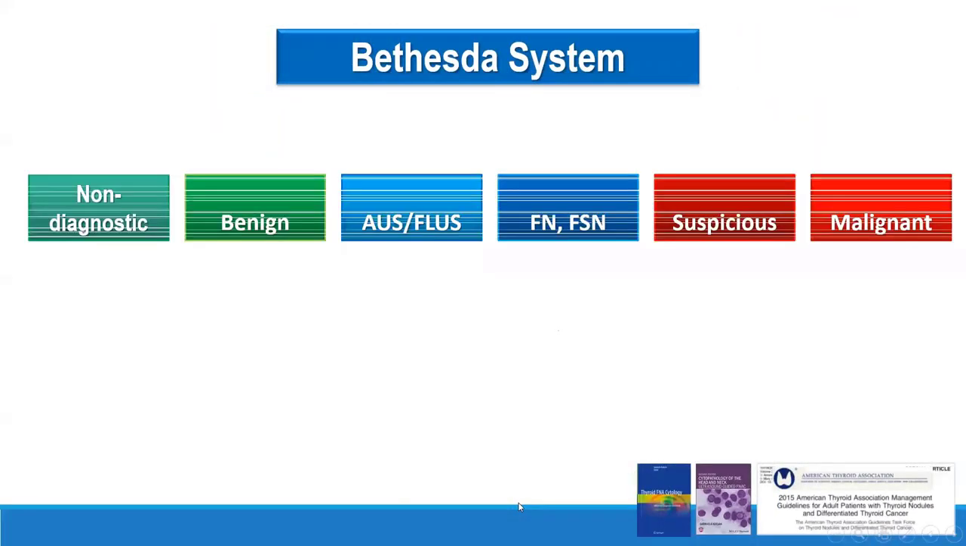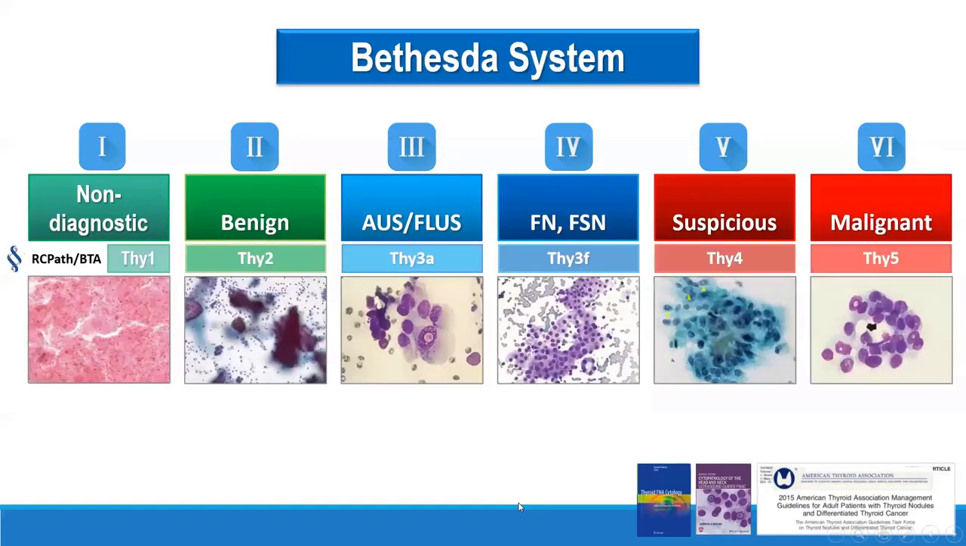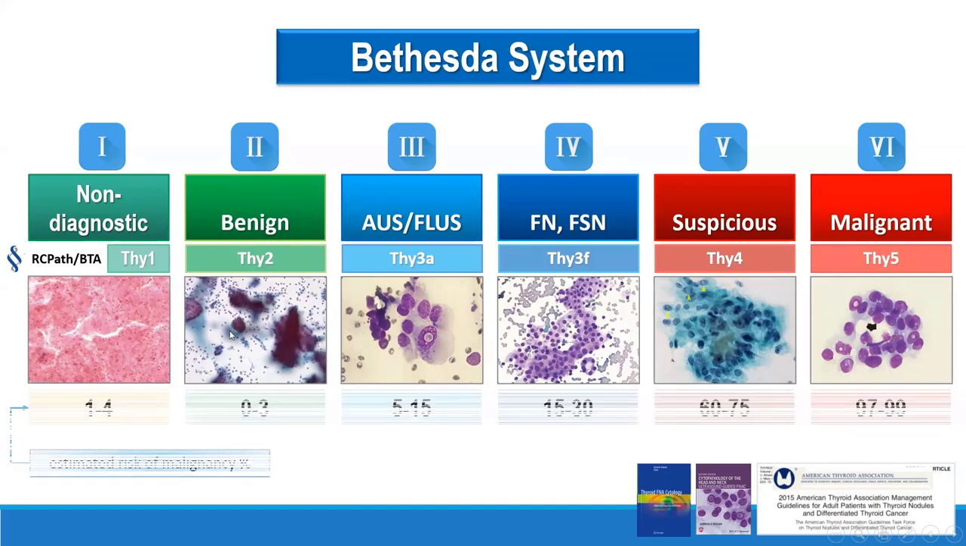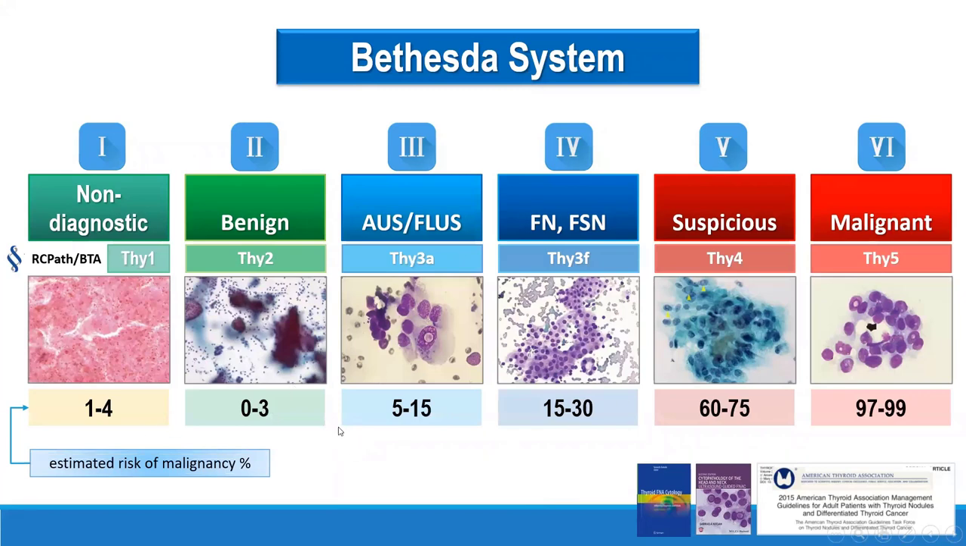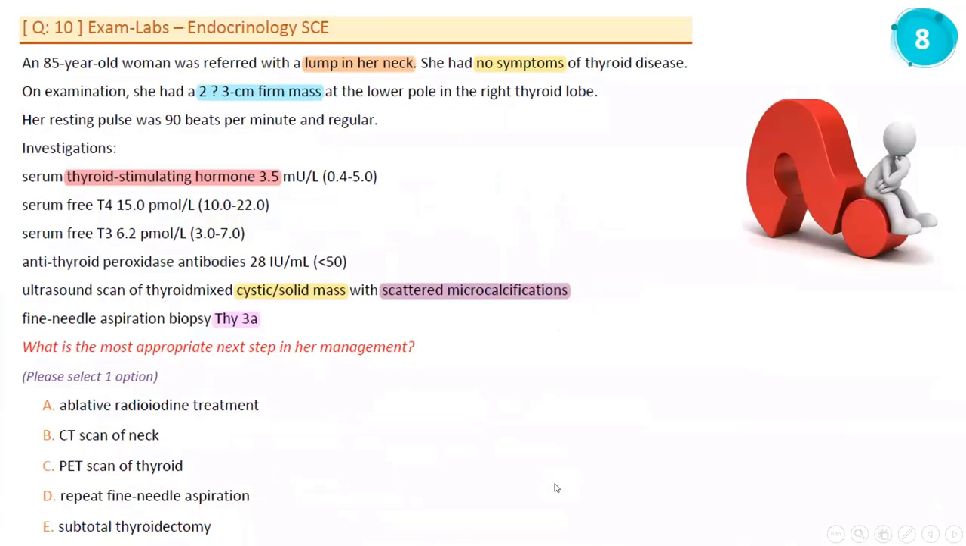The Bethesda system, this is another classification. Actually, this is from one of my previous presentations, and I mentioned that this is the Thy classification. And what is the Bethesda system classification? For example, Bethesda 2, this is a benign cytology, and I demonstrate the risk of malignancy according to the American recommendation or American guidelines. This is not a very important slide, but I add it as an illustration to differentiate between the Bethesda classification and the Thy classification. This is a question from the exam lab.